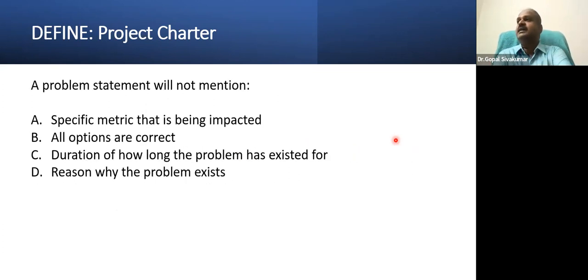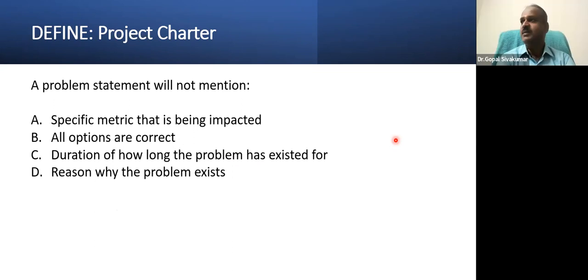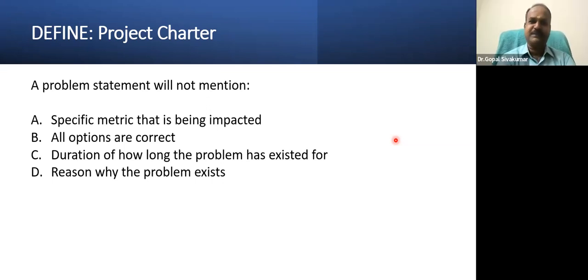A problem statement will not mention D, the reason why the problem exists. The reason why the problem exists is the root cause. So while writing about the problem, we are not supposed to talk about the causes as well as the solution. So D is the correct answer. Hope all of you are with me.